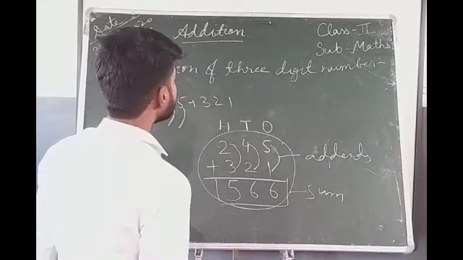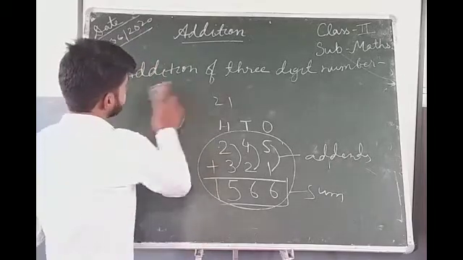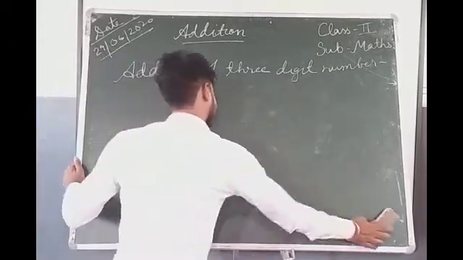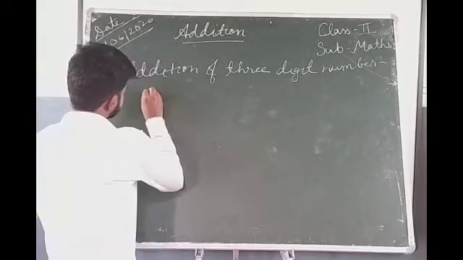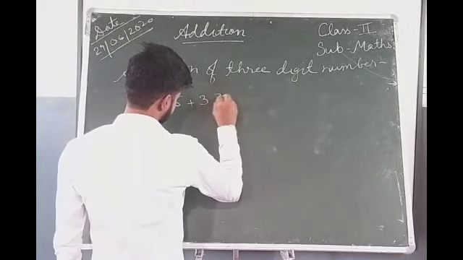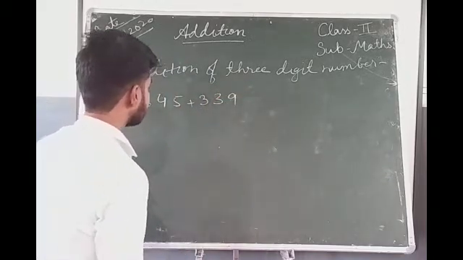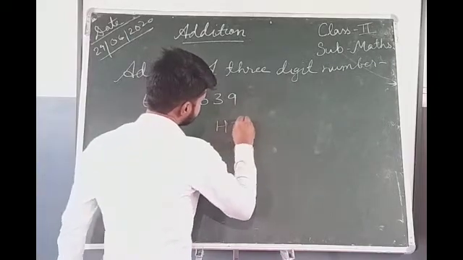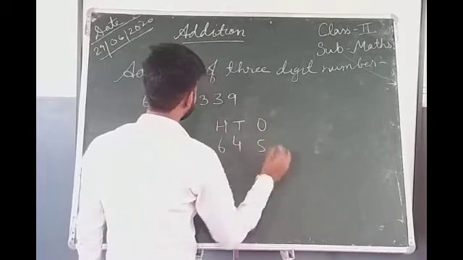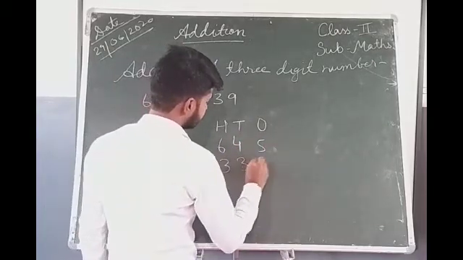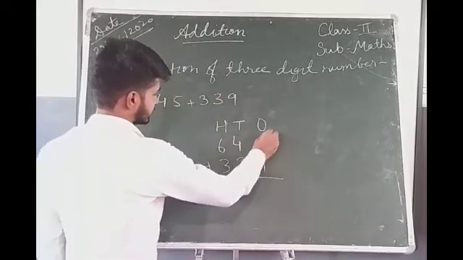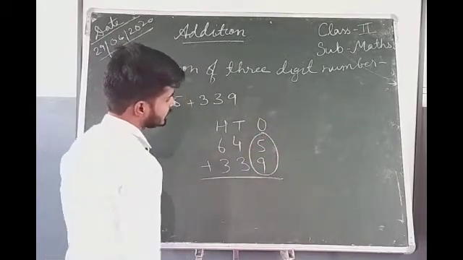Next again we will learn addition of 3-digit numbers with regrouping, means with the help of carrying. See here. 645 plus 339. Now we will add hundreds, tens, ones. That is 645 plus 339. Now we will add this. What is this? 9 plus 5, that is 14.